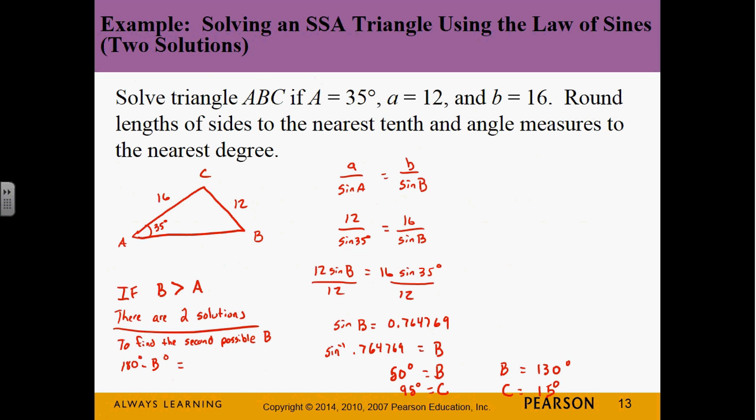Now, if you don't remember that B has to be greater than A, you can still find B, but what'll happen? C won't be possible. If you add B and A together, you'll get a number bigger than 180. So you don't even have to remember this quality. Once again, if you just find the second possible B by subtracting it from 180, if you find an angle for C, then bam, you've got two triangles. If you don't find an angle for C, ignore it, and you've only got one triangle. Okay?